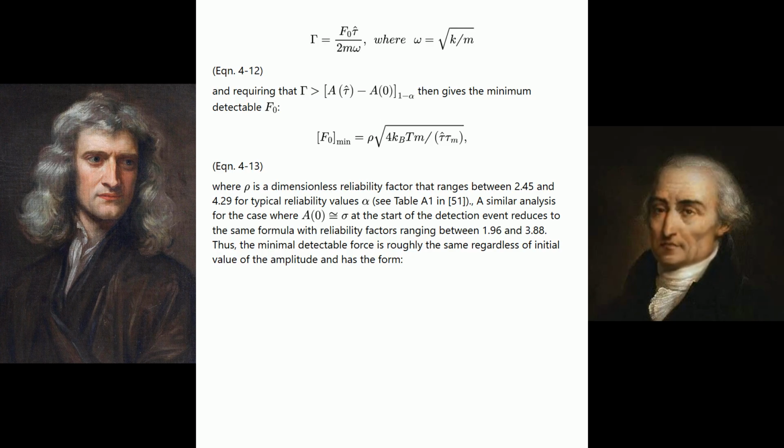And requiring that gamma is greater than ⟨A of tau minus A of 0⟩ sub 1 minus alpha then gives the minimum detectable f sub 0. See equation 4-13. Where ρ is a dimensionless reliability factor that ranges between 2.45 and 4.29 for typical reliability values alpha, see table A1 in. A similar analysis for the case where A of 0 approximately equals sigma at the start of the detection event reduces to the same formula with reliability factors ranging between 1.96 and 3.88. Thus, the minimal detectable force is roughly the same regardless of initial value of the amplitude and has the form.